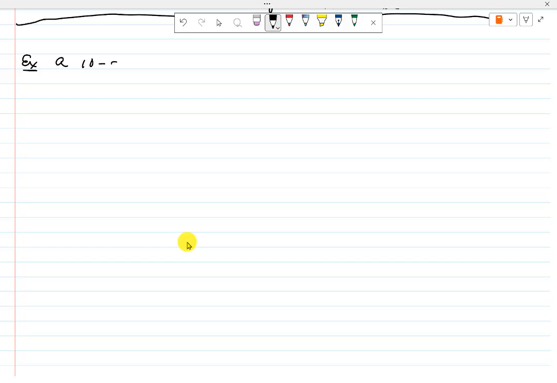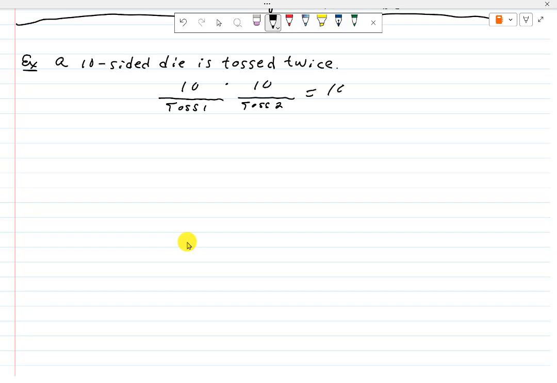A 10-sided die is tossed twice. So we can look at it this way. Toss one, and then the second toss. 10 possibilities for each toss. So we have a total of 100 possible outcomes. And this lists all the ones that you can possibly have. Now, what if we were to toss it 3 times?